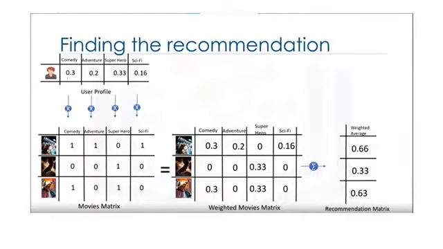So here, based on the user profile, we calculate this weighted movies matrix. We multiply the user profile with this movies matrix, which explains the attributes of all these movies. And then based on that, we calculate this recommendation matrix. The recommendation matrix is nothing but the sum of all these weights of each movie across all the genres, which will give me the weightage for each of these items. And wherever the weight is high, that would be recommended first.